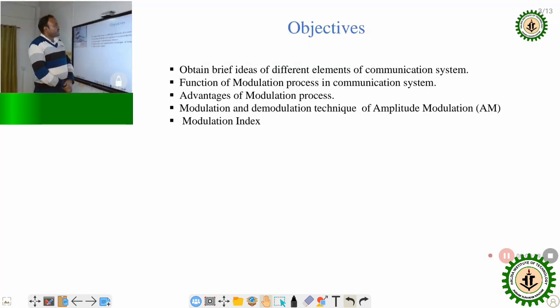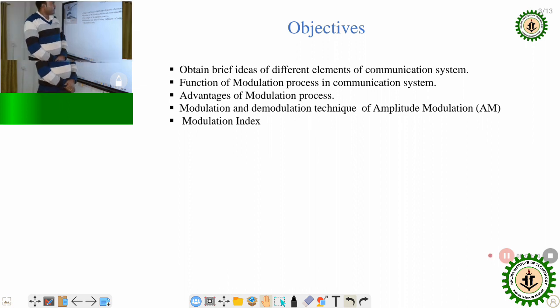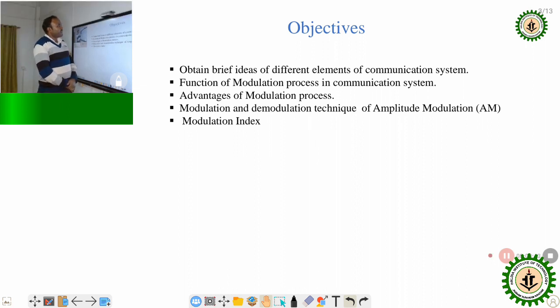So, firstly, what is the objective of this lecture? At first, we can understand what the basic elements of the communication system are, what the purpose of the modulation process in the communication system is, and what the advantages of the modulation process are. After that, we will focus on the modulation and demodulation technique of amplitude modulation. And lastly, we will try to understand the basic idea behind the modulation index.